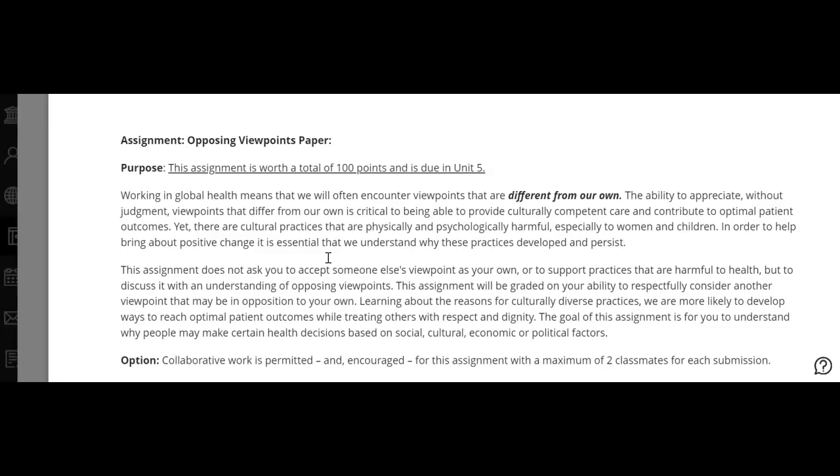We need to be able to appreciate other viewpoints without judgment. Appreciating viewpoints that differ from our own is critical in being able to provide culturally competent care. You don't have to agree with another's viewpoint. You do have to respect that there are going to be different viewpoints.